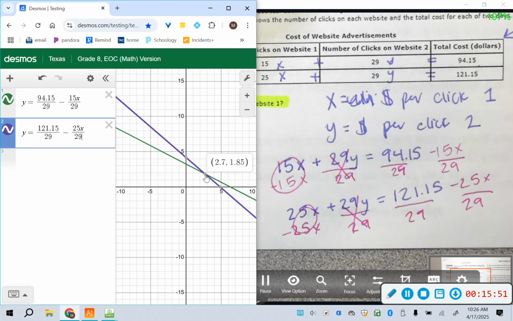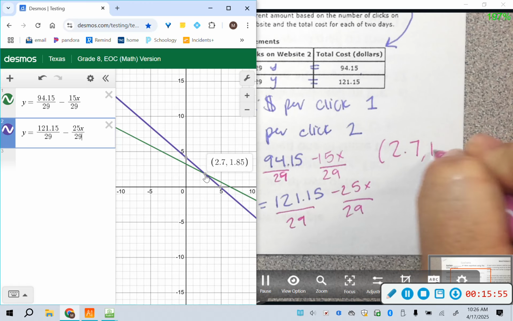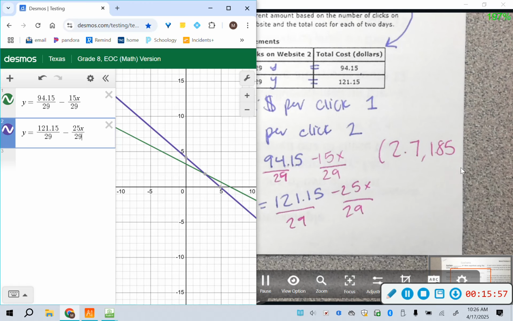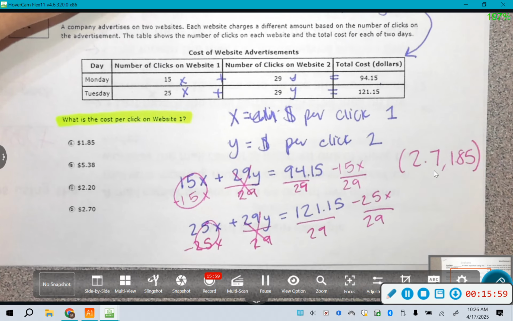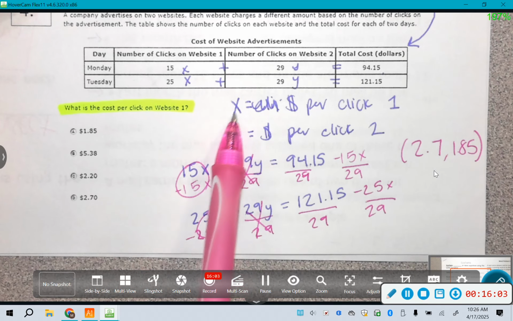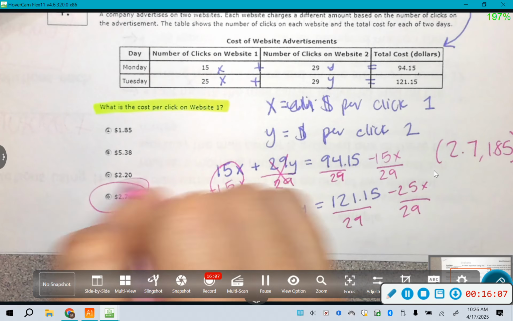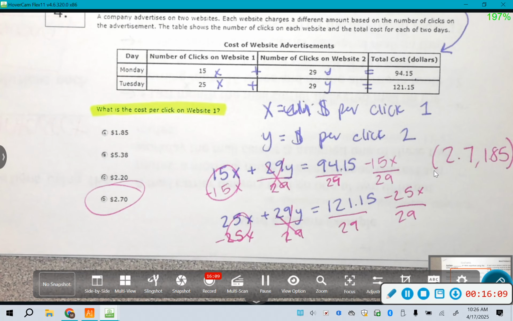Okay, so my answer is 2.7, comma 1.85. But again, what did I say? We always have to be careful of and read again the question. So it says, what is the cost of clicks on website 1? Well, we said cost of clicks for website 1 is X. So what's my answer? 2.7. Any questions with those? Okay.